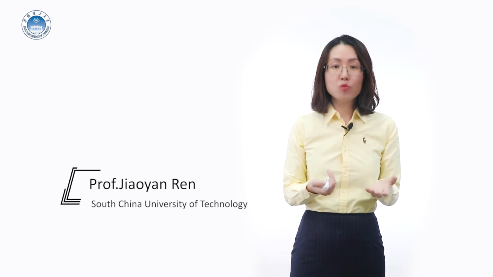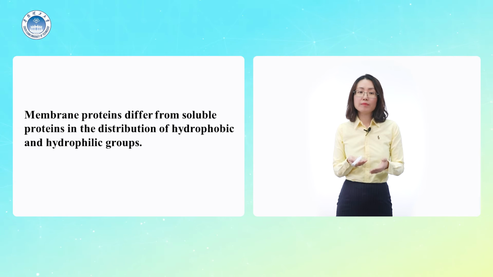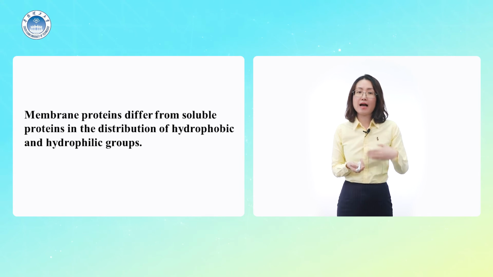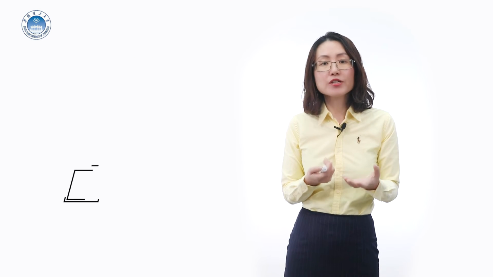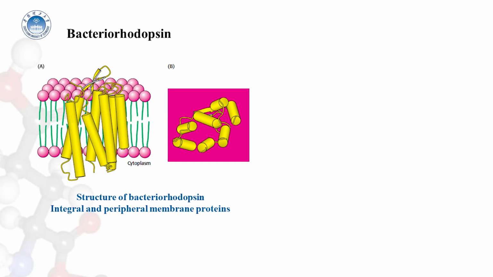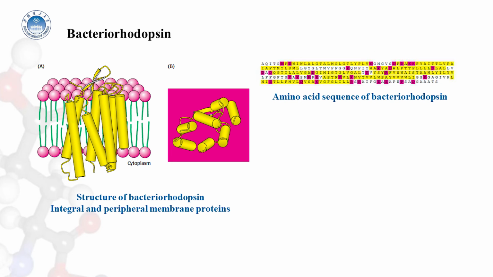Membrane proteins are more difficult to purify and crystallize than water-soluble proteins. Membrane proteins differ from soluble proteins in the distribution of hydrophobic and hydrophilic groups. We will consider the structures of these membrane proteins in some detail. The first we consider is the archaeal protein bacteriorhodopsin. The protein uses light energy to transport protons from inside to outside the cell, generating a proton gradient used to form ATP.